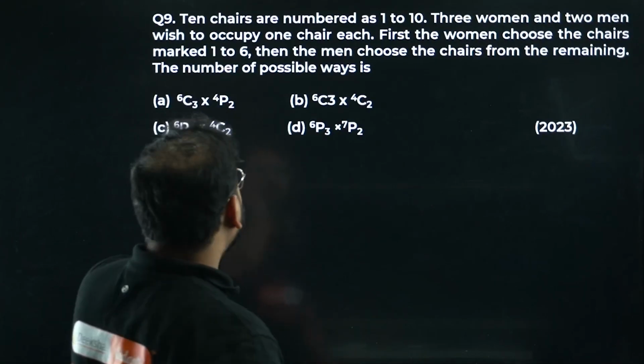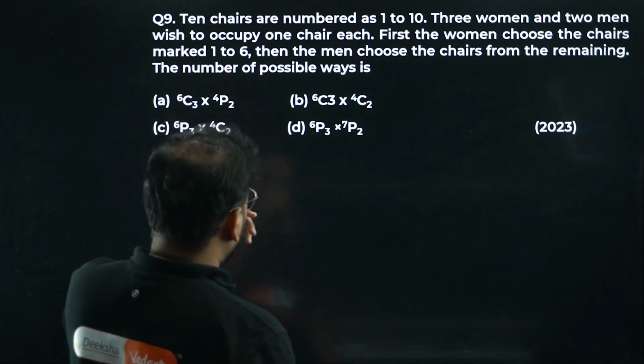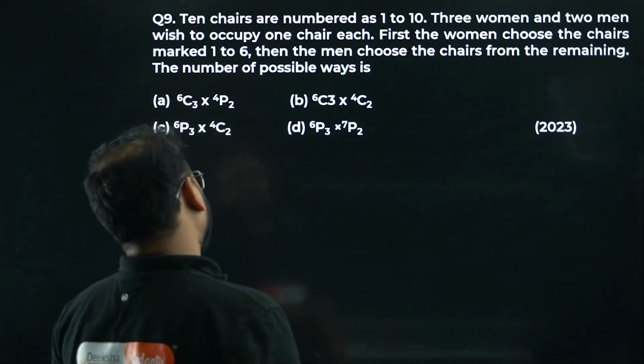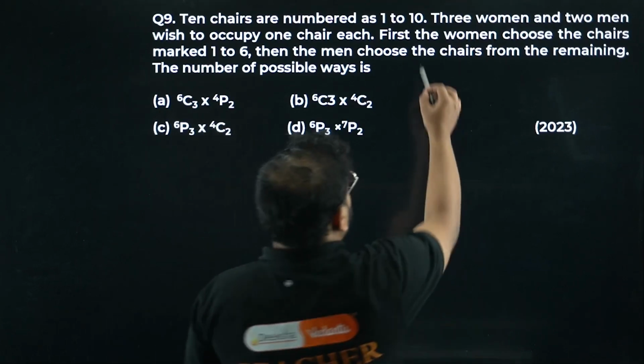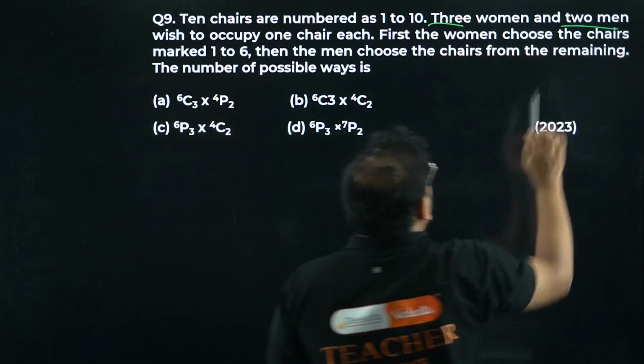10 chairs are numbered 1 to 10. 3 women and 2 men each occupy 1 chair. Okay, means a total of 5 I'll be using, no problem. 3 women and 2 men, no problem.